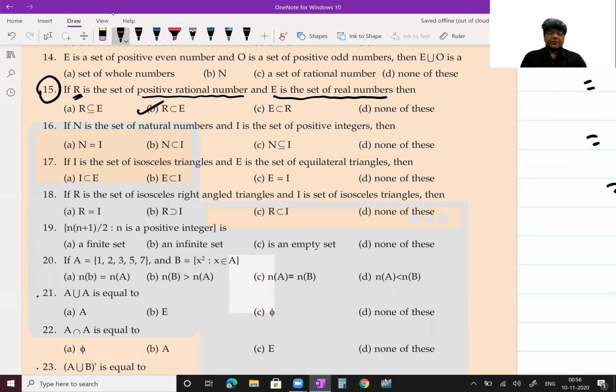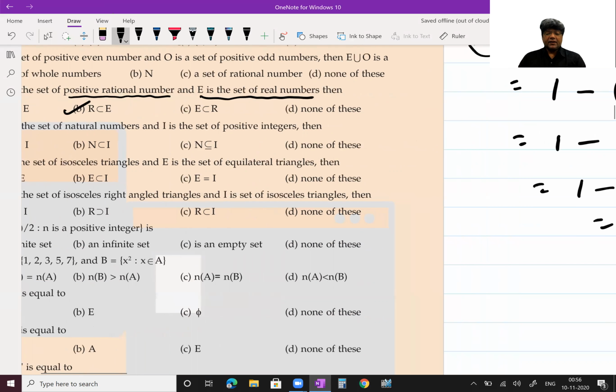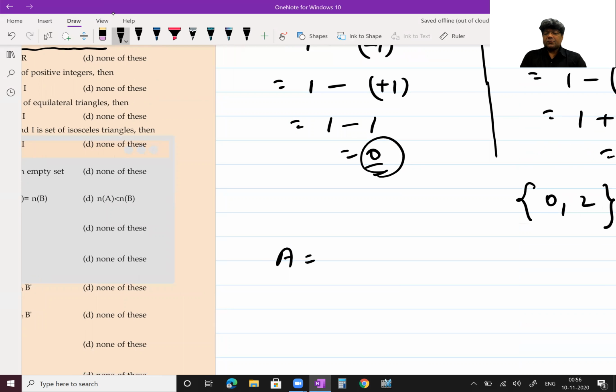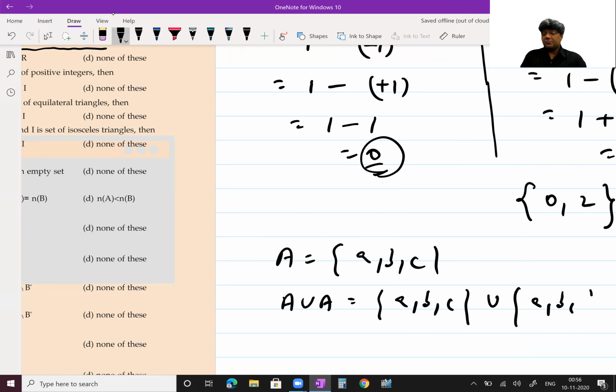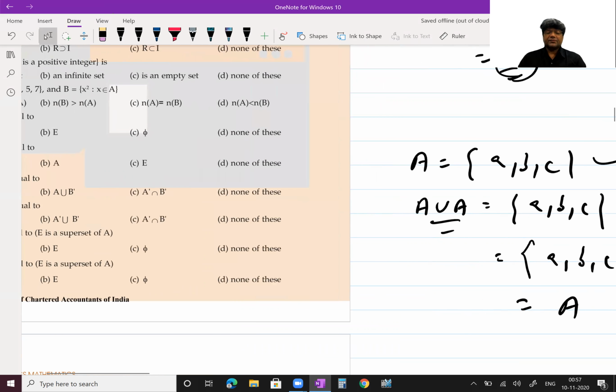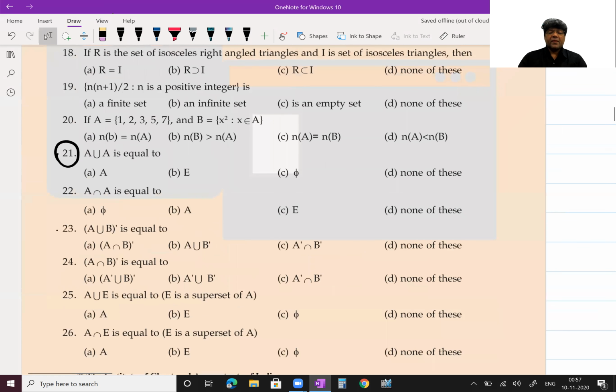Now 21, guys. A union A. A union A will be equal to A only. Why, sir? Suppose A is equal to {a, b, c}. So if you do A union A, it will be what? {a, b, c} union {a, b, c}. So what will be answer? That is {a, b, c} only. And that is what? A. A union A is equal to A. Think like this whenever any doubt is coming in your mind.